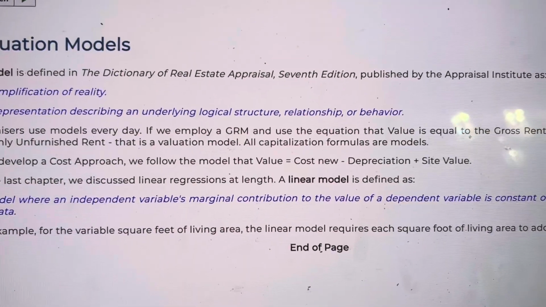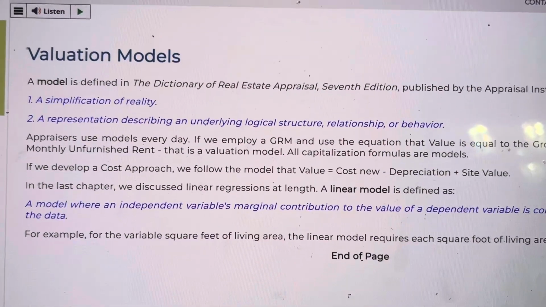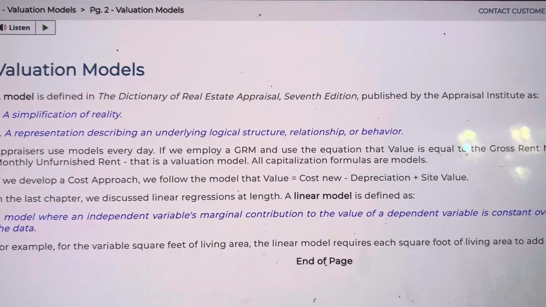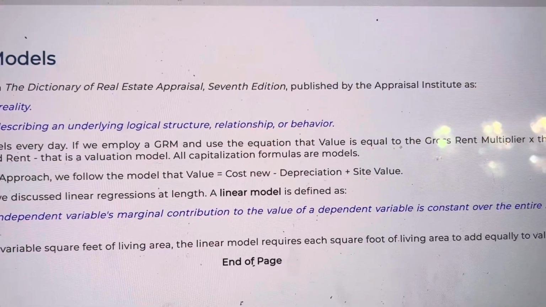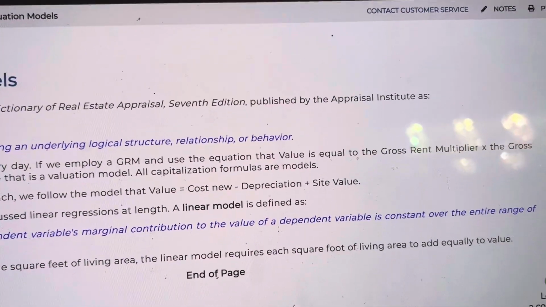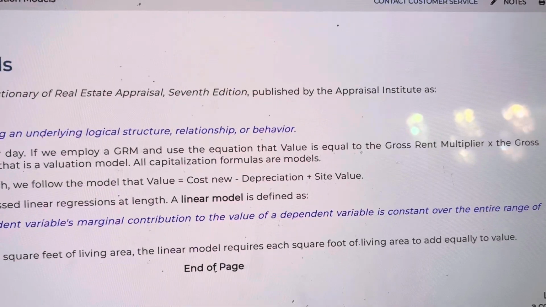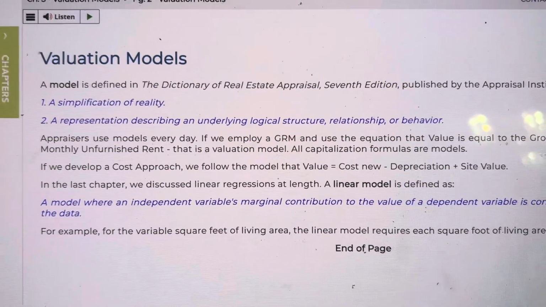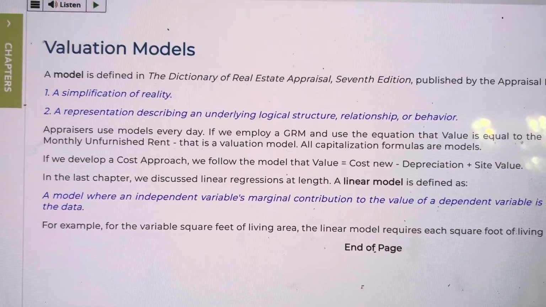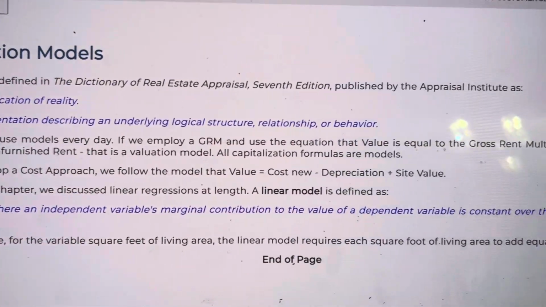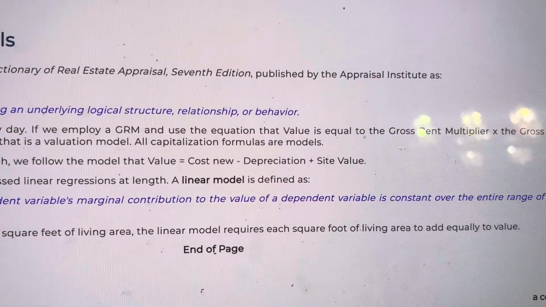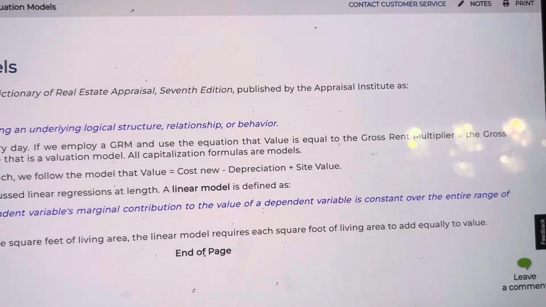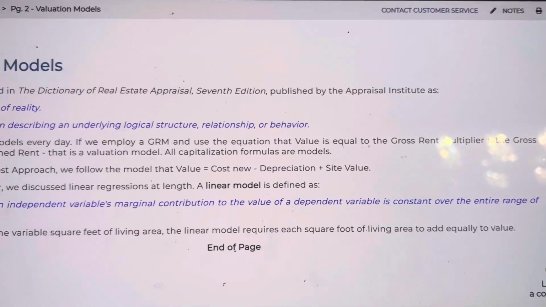A linear model is defined as a model where an independent variable's marginal contribution to the value of a dependent variable is consistent or is constant over the entire range of the data. For example, for the variable square feet of living area, the linear model requires each square foot of living area to add equally to value. End of page.